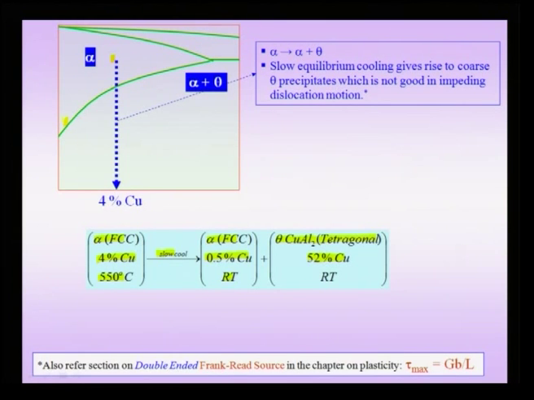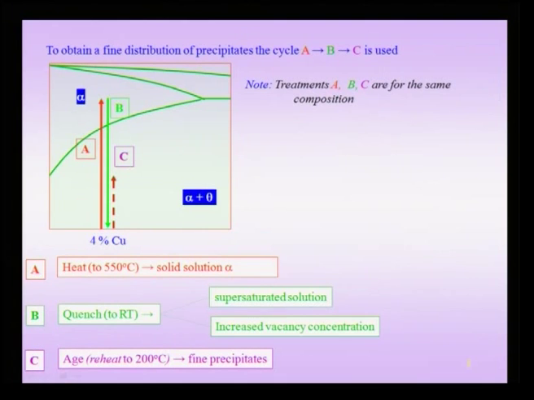Now, as I pointed out, slow cooling gives rise to a coarse theta precipitate, which is not good for impeding dislocation motion, and the benefit I was talking about, tau max is GB by L. Now, to avoid the formation of this coarse precipitate, and again we are not altering the composition, we are keeping the composition at aluminum 4% copper, we follow a series of heat treatments, and these heat treatments have been labeled A, B and C. So, what are we doing in these heat treatments?